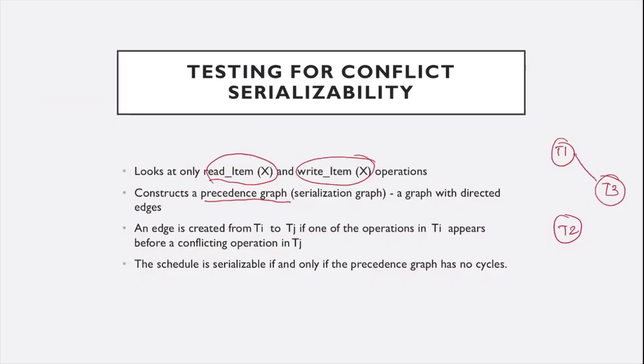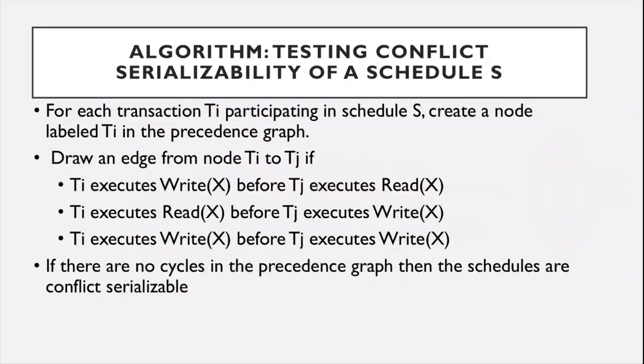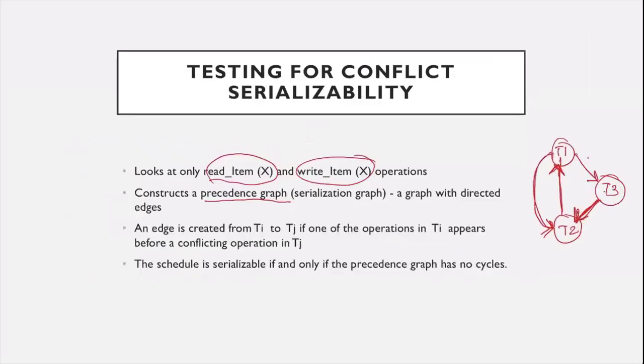Then there are edges of the graph. So this is a directed graph, directed because there is an arrow from T1 to T2. This is one edge. Then from T3 to T2, this is another edge, and this one is another edge. So a precedence graph will be something like this.